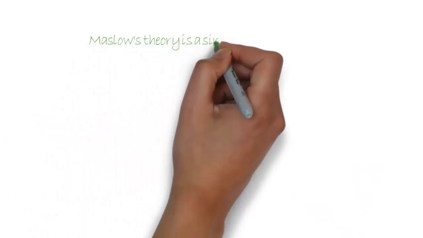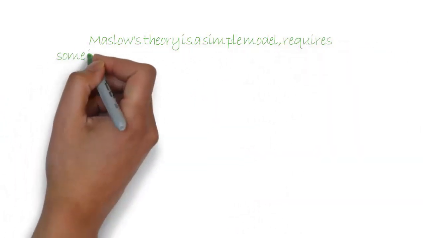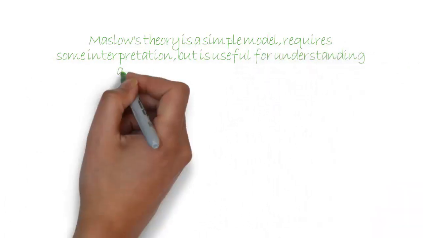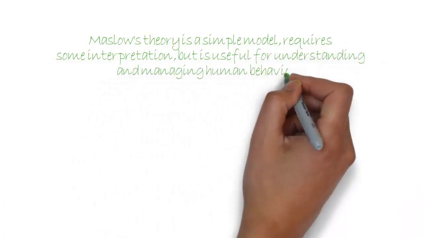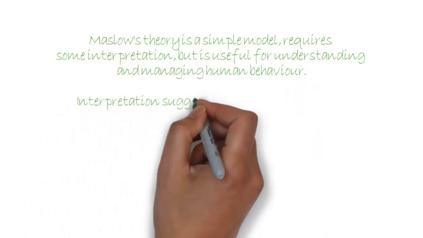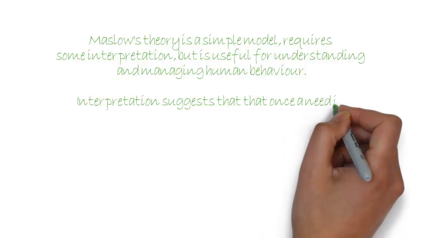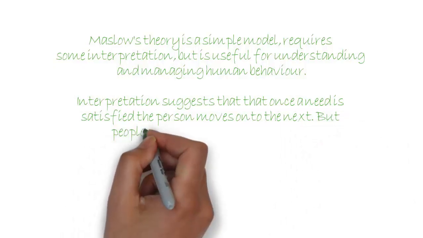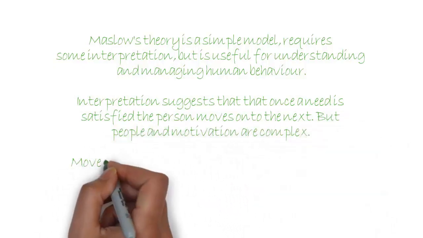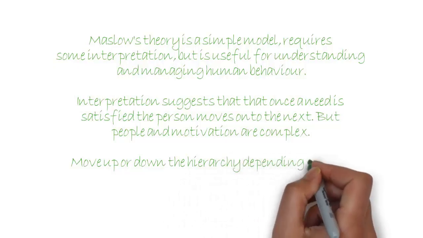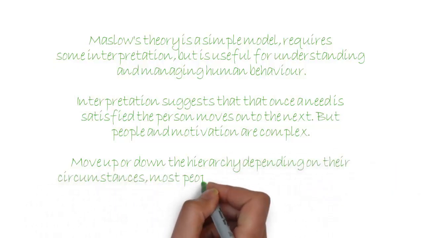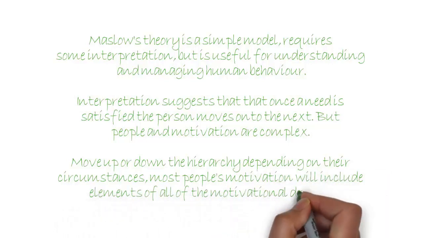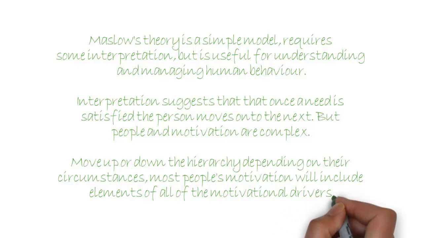Maslow's theory is a simple model, a guide which requires some interpretation, but it is extremely useful and applicable for understanding, explaining, and managing human behavior. The basic interpretation of Maslow's theory suggests that once a need is satisfied, the person moves on to the next, and to some extent this is correct, but it must be borne in mind that people and motivation are complex. So while people do move up or down the hierarchy depending on their current circumstances, most people's motivational mindset at any point will include elements of all the motivational drivers.